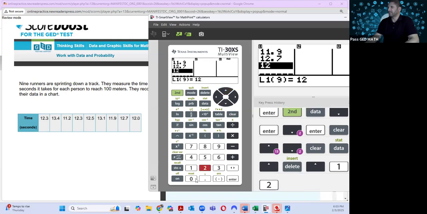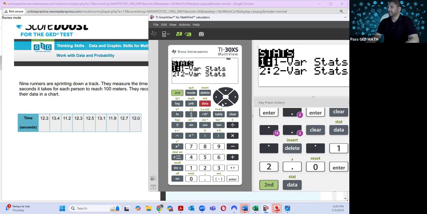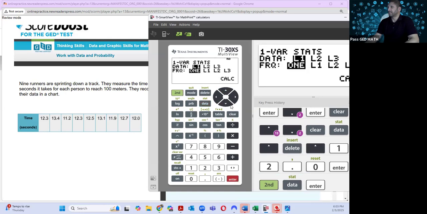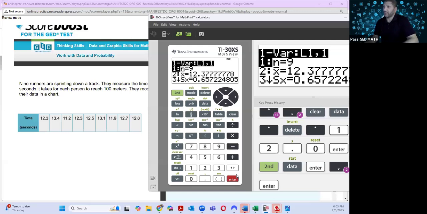I don't know why I had the error the first time. So n equals 9 is the number of numbers. 1, 2, 3, 4, 5, 6, 7, 8, 9. We make sure we got all 9. The average is the x bar, which is 12.37.